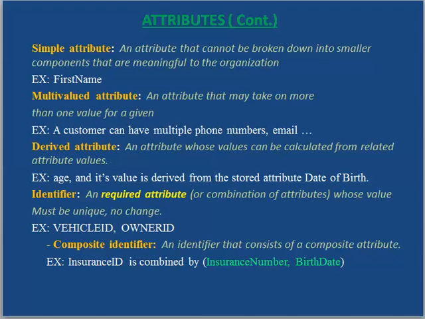Multi-value attribute: an attribute that may take more than one value for a given entity. Example: a customer can have multiple phone numbers, emails, and so on. Derived attribute: an attribute whose value can be calculated from related attribute values. Example: age, whose value is derived from the stored attribute date of birth.